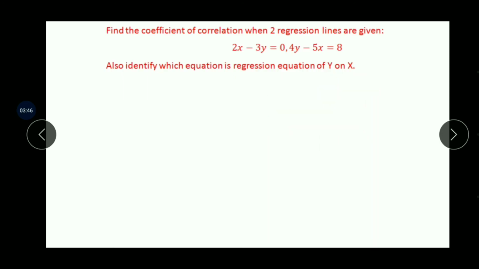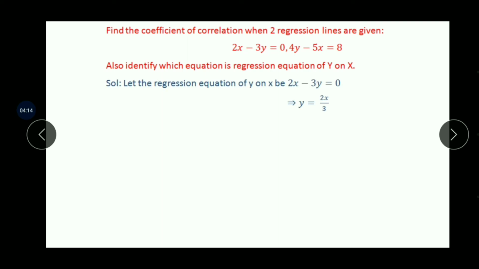Next question. Find the coefficient of correlation when two regression lines are given. In the previous question, we had to find the regression lines, but in this question, the regression lines are given. We have to identify which equation is the regression line of y on x, and find the coefficient of correlation. So it's the converse of the previous question.